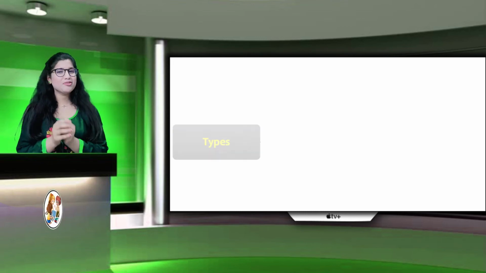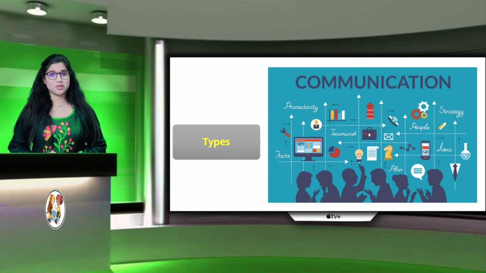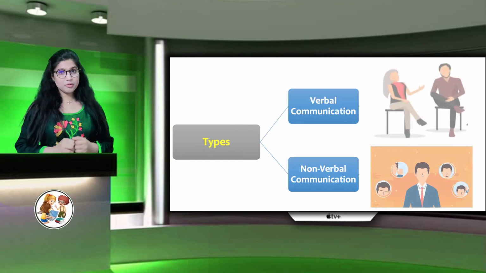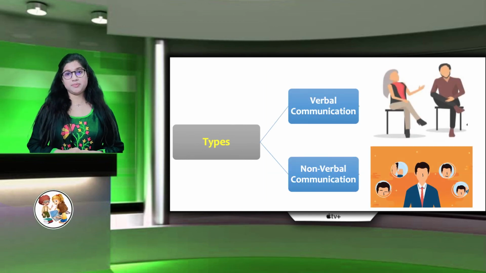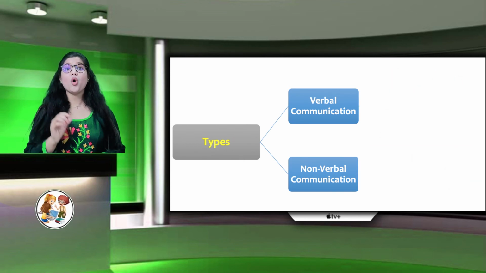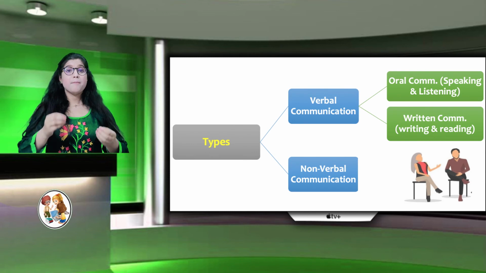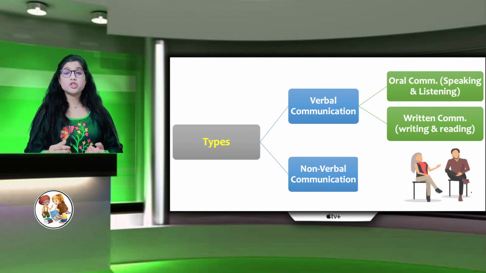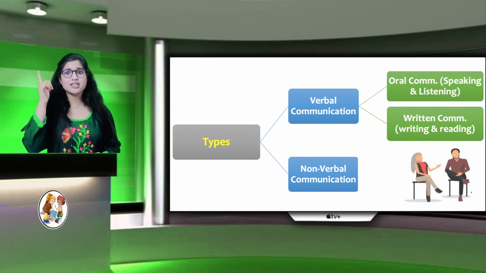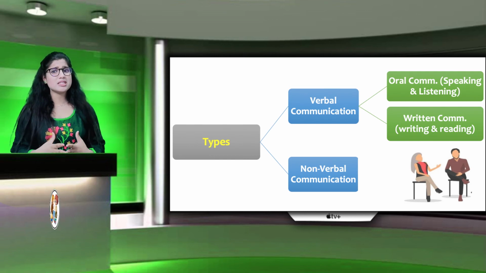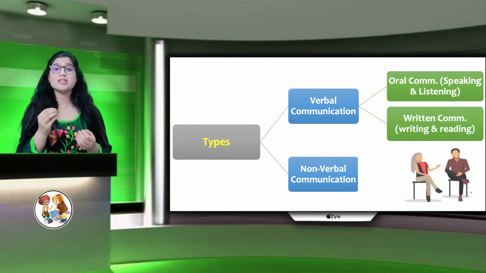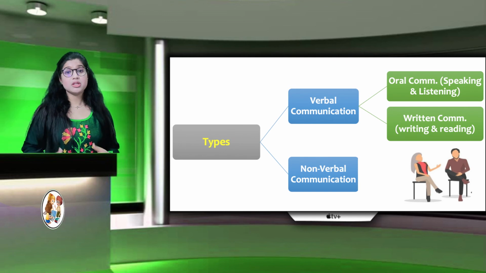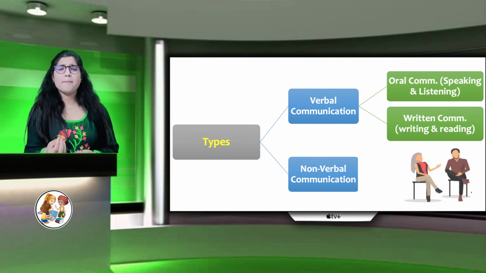Well, now we will discuss the types of communication. There are mainly two types of communication, that is, verbal communication and non-verbal communication. Verbal communication is a type of oral communication wherein a message is transmitted through spoken words. Here, the sender gives words to his feelings, thoughts, ideas, and opinions and expresses them in the form of speech, discussions, presentations, or conversations. Verbal communication is the use of words to convey a message.